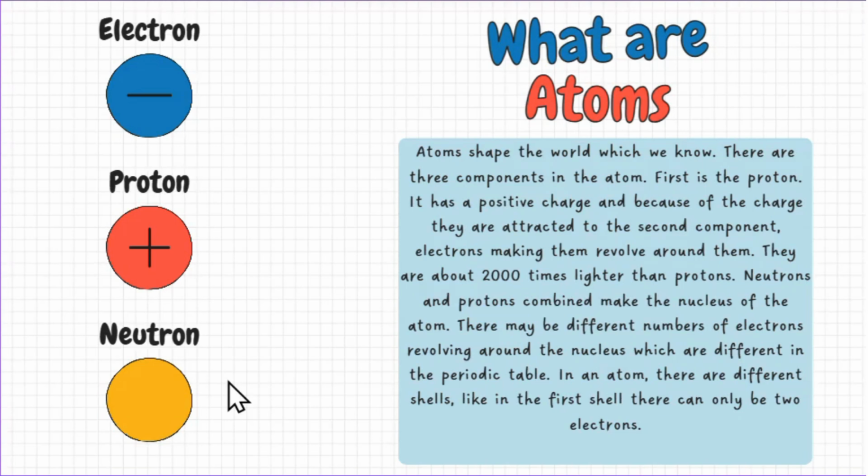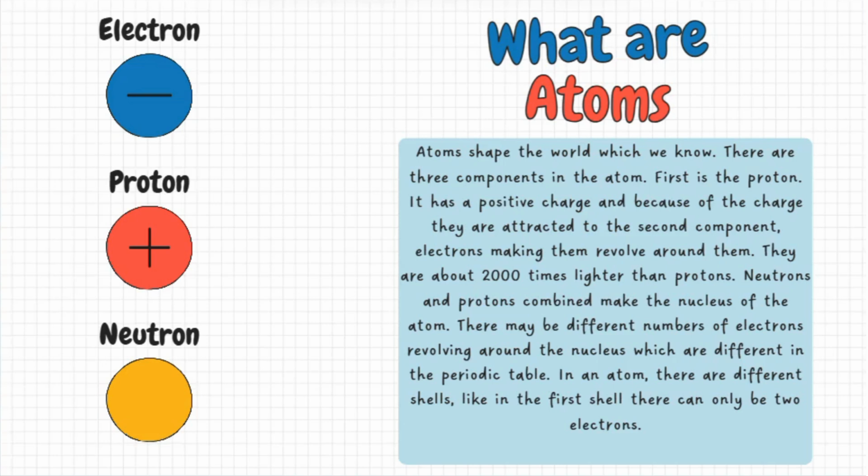In an atom, there are different shells. Like in the first shell, there can be a maximum of 2 electrons. So, in the periodic table, the elements like hydrogen, helium, lithium, and oxygen, a very well known element, have different numbers of electrons orbiting around the nucleus.